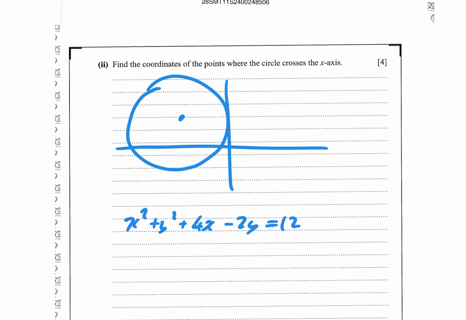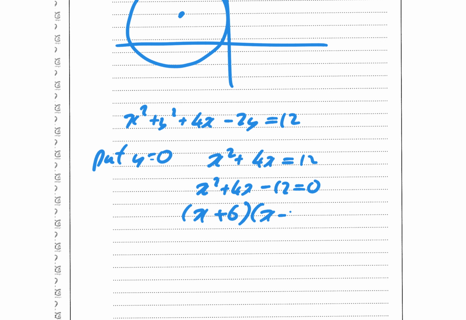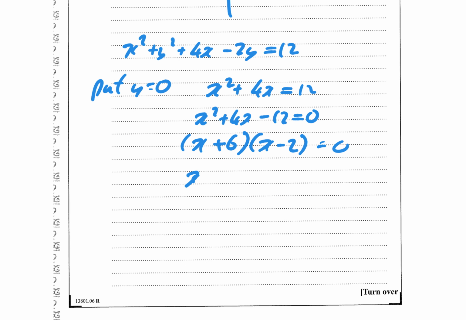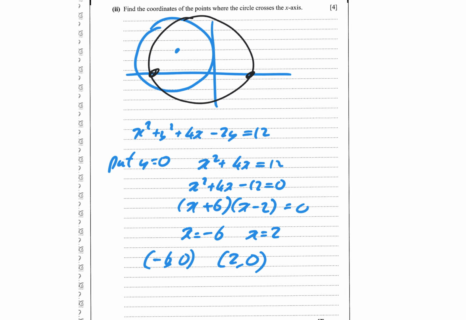Okay, we want to find where it crosses the x-axis, so that just means you put y equal to 0, which is just going to give you x squared plus 4x equals 12, which means x squared plus 4x minus 12 equals 0, and that factorizes really nicely to be x plus 6, x minus 2 equals 0, which means x is equal to minus 6 or x is equal to 2. The coordinates then are minus 6, 0, and 2, 0. So my diagram was a wee bit off. It should have been more like this, where that would have been your minus 6 and that would have been your 2. Okay.